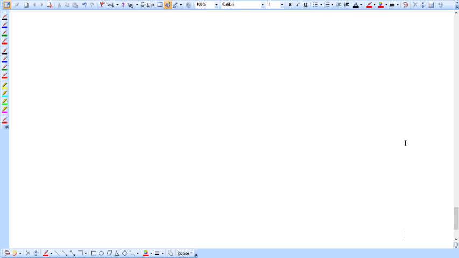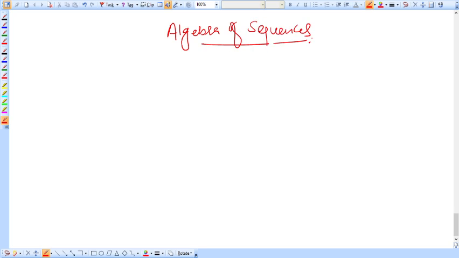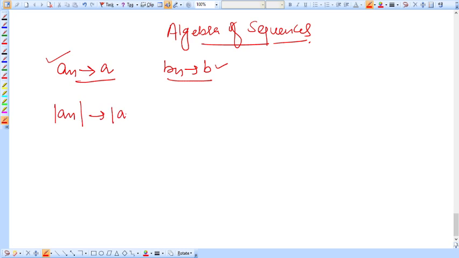So now further let us try to look at the algebra of convergent sequences. Okay, so for this we are going to take two sequences, a_n and b_n. Okay, a_n is a convergent sequence which converges to a, and b_n is again a convergent sequence which converges to b, right? Then firstly, if this is a convergent sequence and converges to a, then mod of a_n, this is also another sequence which converges to mod of a. Also mod of b_n converges to mod of b.